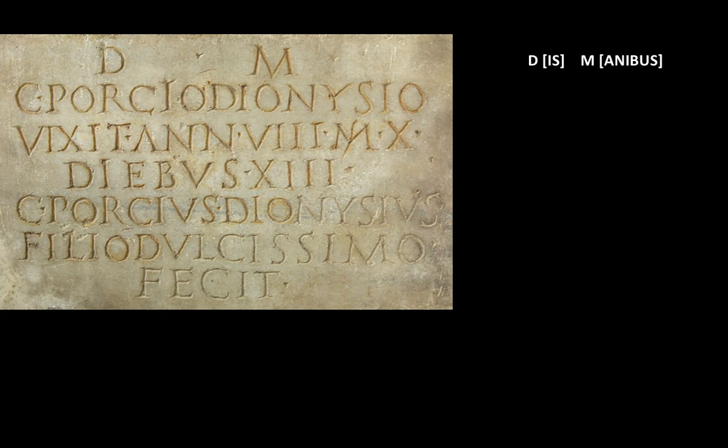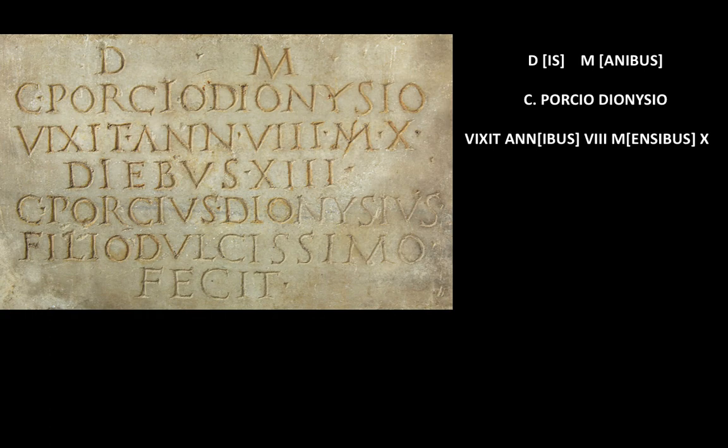The next line reads a name. C. Porcio Dionisio. We can assume that C stands for Caius. This is the name of the person to whom this funerary stone was dedicated.